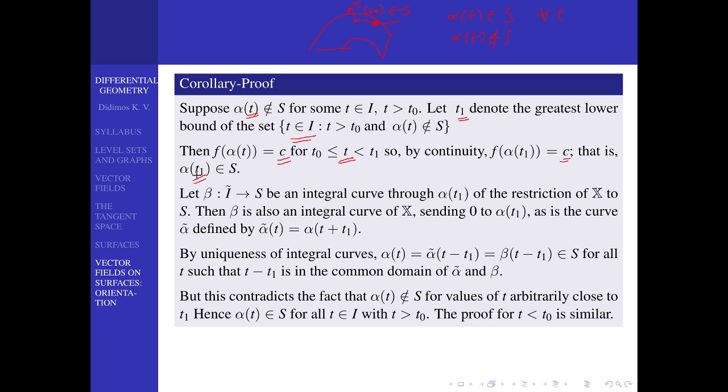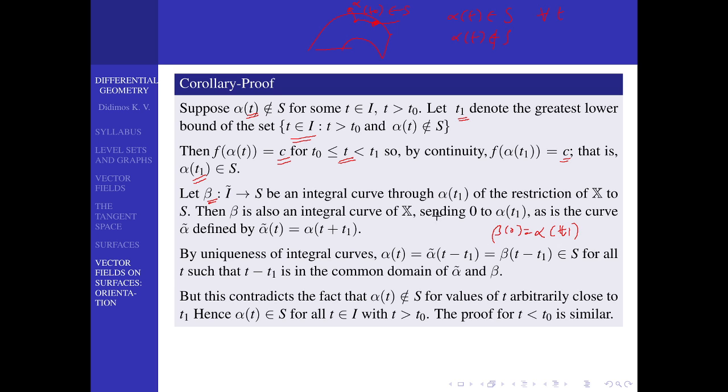Now you consider a maximal integral curve at the point alpha of t1, say beta. Beta is the integral curve through alpha of t1 of the restriction of X to S. The existence of this beta is obtained from the previous theorem. Then this beta is also an integral curve of X sending 0 to alpha of t1. That means beta of 0 is equal to alpha of t1, because this is the integral curve through alpha of t1.